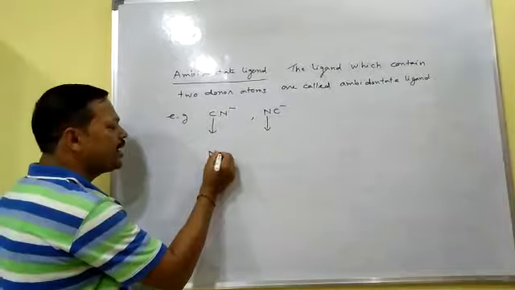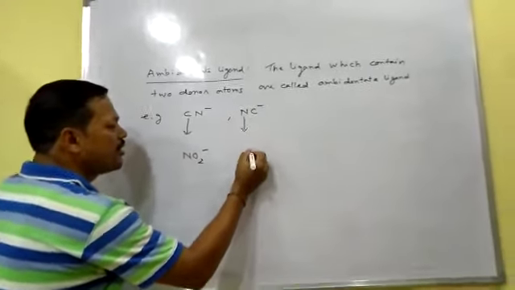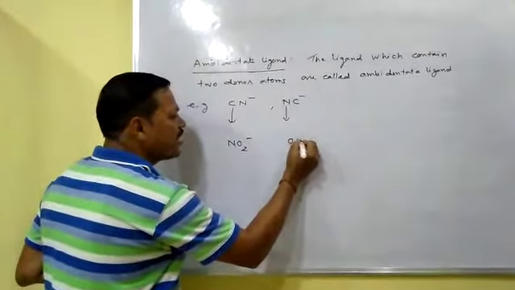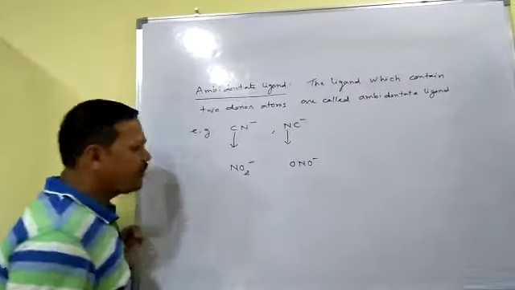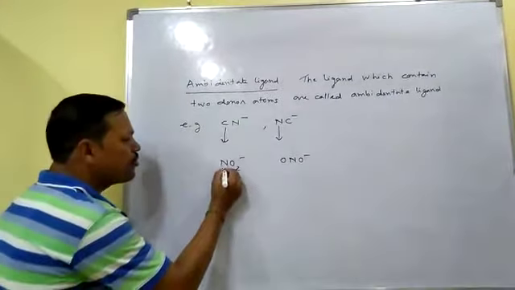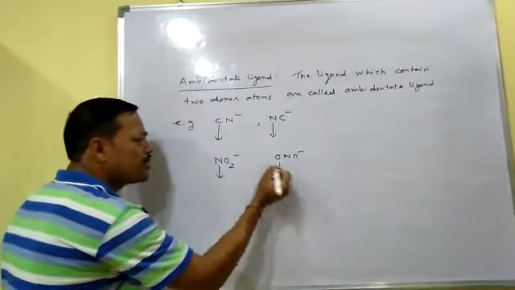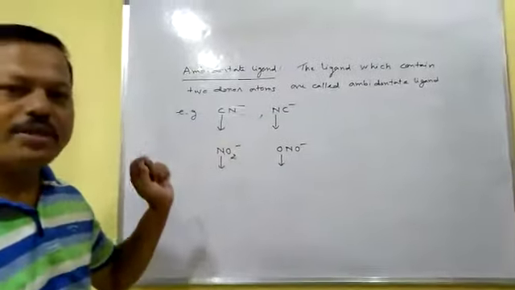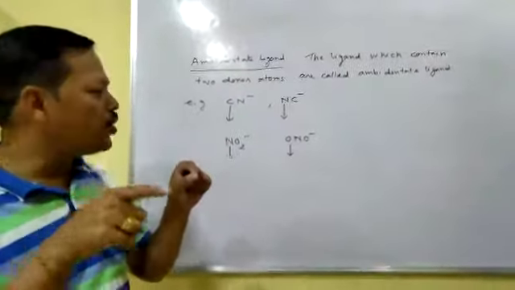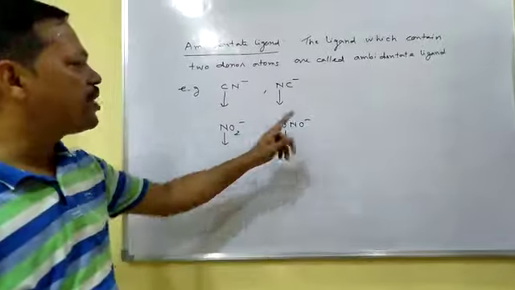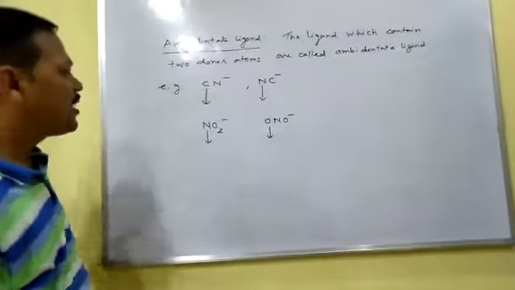This is one of the ligand, nitrite ion, and this is another ligand, isonitrite ion. Here the donor atom is nitrogen, here the donor atom is oxygen. Although their formulas are same, the donating atoms are different. That's why these are the example of ambidentate ligand.